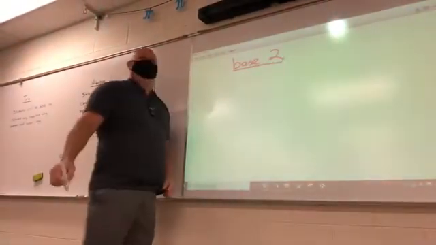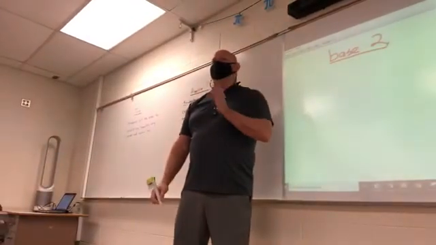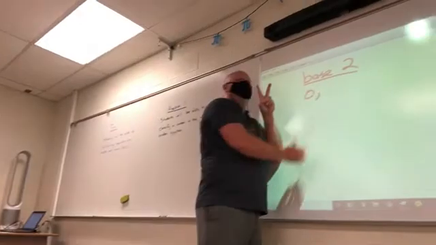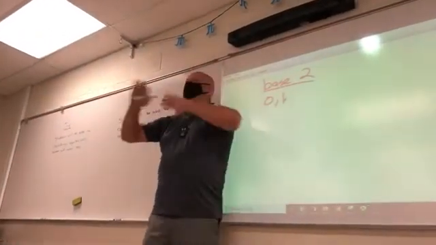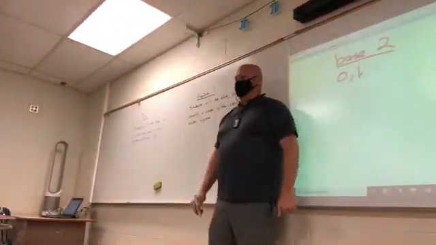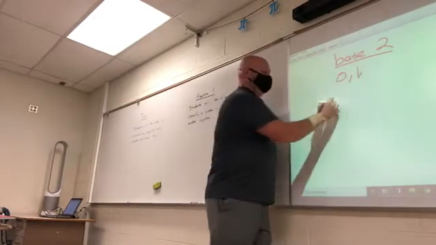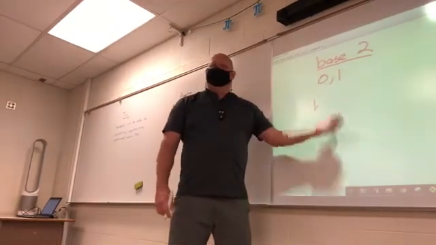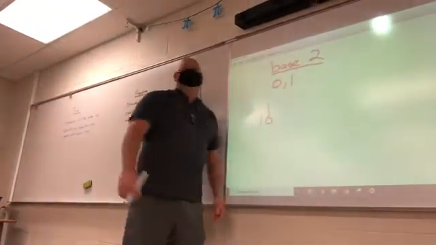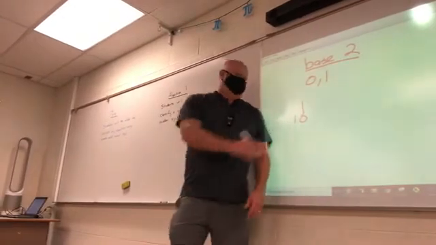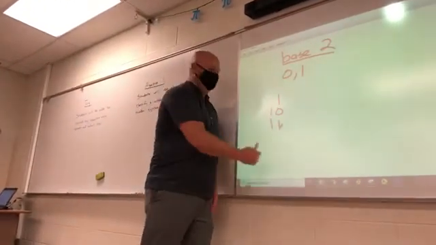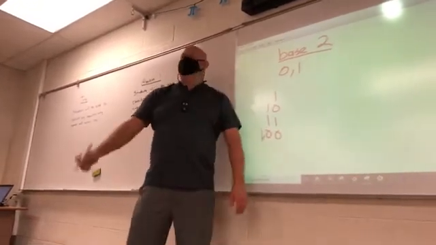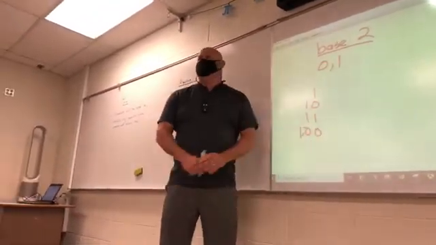Base 2. How many symbols of numbers would we have? 2. We have a 0 and a 1. Those are the only 2 symbols you can use to count. Great. It goes 1. Crap, I'm out of symbols. What do I do? I start over and I add a second digit. Great, that's 2. That's 3. Crap, I'm out of symbols. I start over. I add another digit. 1, 2, 3, 4.